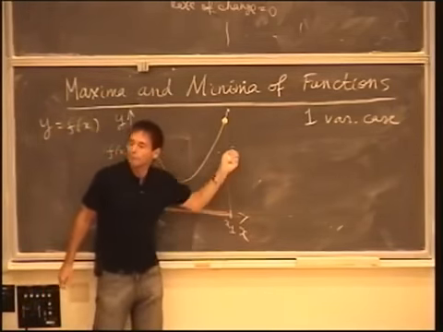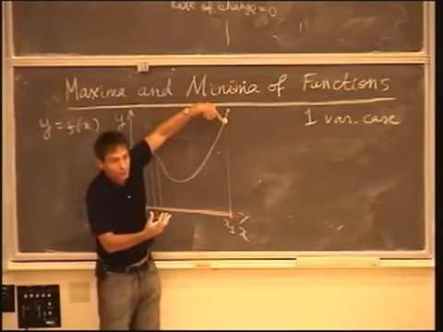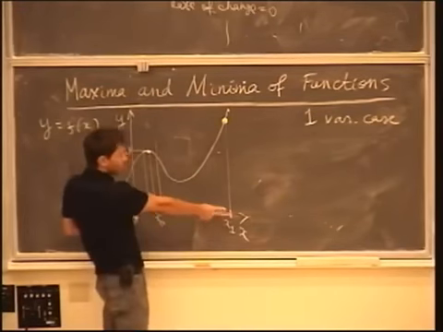So now you can appreciate why you have to include the endpoint. If we did not include the endpoint, there wouldn't be a maximum, because no matter how close you are to this point, there will be another point even closer for which the value will be even higher. So therefore, there will be no maximum. So in order to guarantee a positive answer to the question of existence of maximum or minimum for that matter, you should really look at closed and bounded intervals.